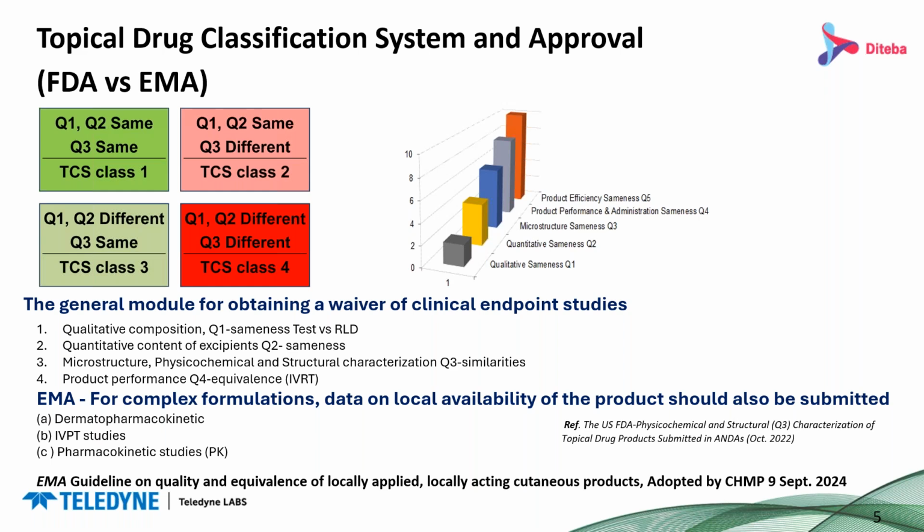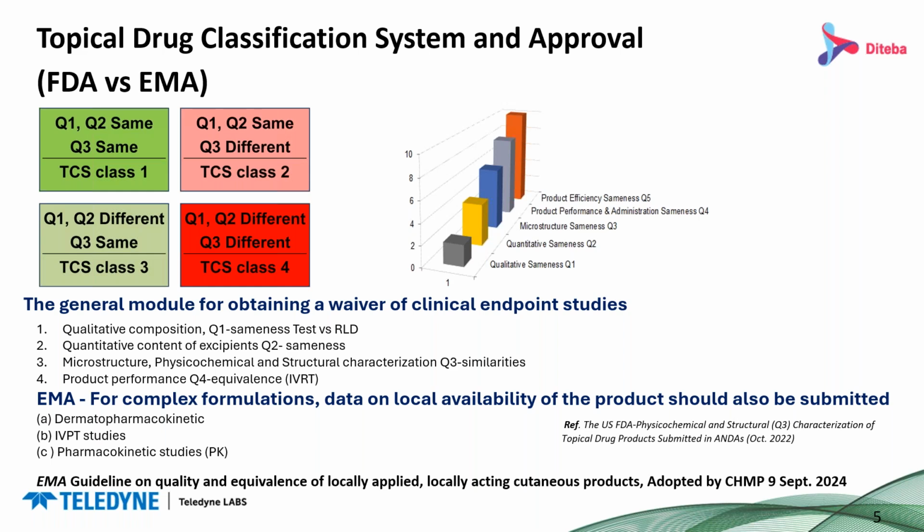FDA generic topical drug products falling into class 1 and 3, having similar release profiles as the RLD, will be eligible for biowaiver, waiving clinical endpoint studies. Generic products in class 2 and 4 will be required to conduct in vivo BE studies as per agency requirements.